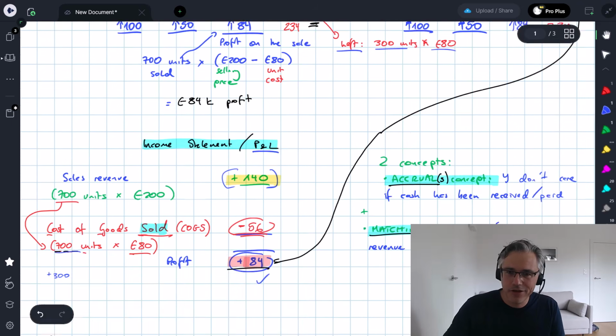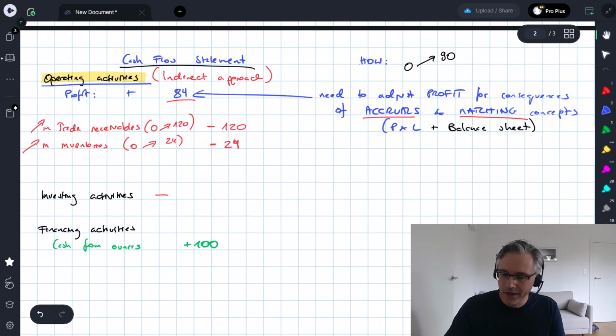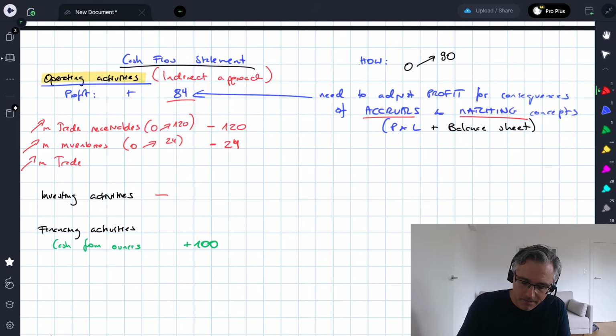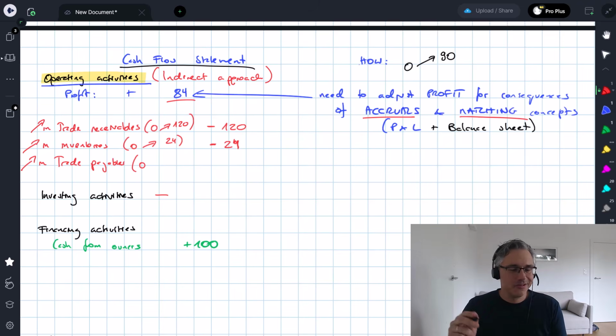We've got a change, a growth actually, in trade payables. They were 0 when the company was just starting out, and now those trade payables are 50. So we owe that much money to the supplier, and that means cash was actually saved. That's a positive adjustment over here, 50. From a cash perspective, that's good.